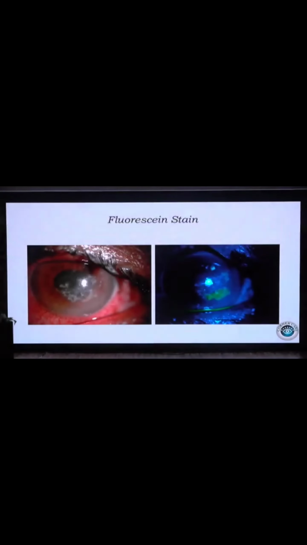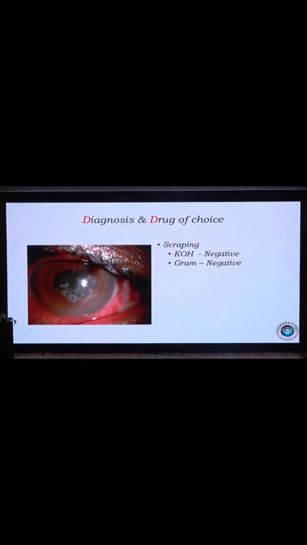The most important thing is KOH. I have made a 10 minute video. If you are interested, you can go to my YouTube channel and see it. And initially always do a stain, know where the defect is. That is the point from where, if you do the scraping, the chances of getting a yield will be maximum. So we did scraping.